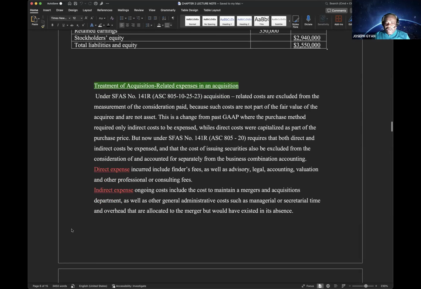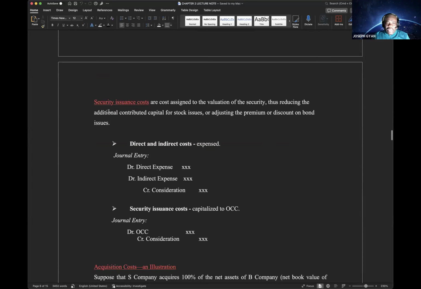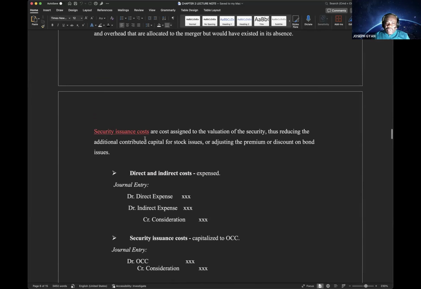Then we have the indirect cost, the ongoing cost to maintain a merged acquisition department as well as all other general administrative costs. Any expenses, like a secretary's cost, that are not related directly to the purchase of the company should be treated as indirect costs. The next one is the security issuance costs, the costs assigned to the valuation of the security. You have to ask somebody to value the common stock of the company, so we also have to reduce that money. That money should come from the additional paid-in capital of the issue of the stock, if any.